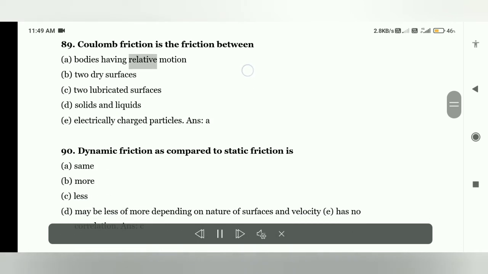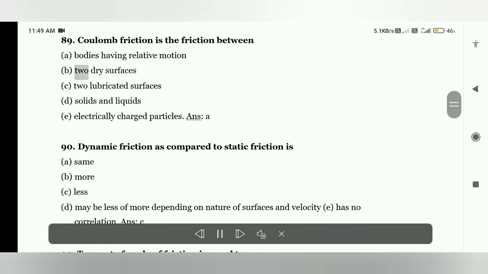89. Coulomb friction is the friction between: A, bodies having relative motion; B, two dry surfaces; C, two lubricated surfaces; D, solids and liquids; E, electrically charged particles. Answer: A.